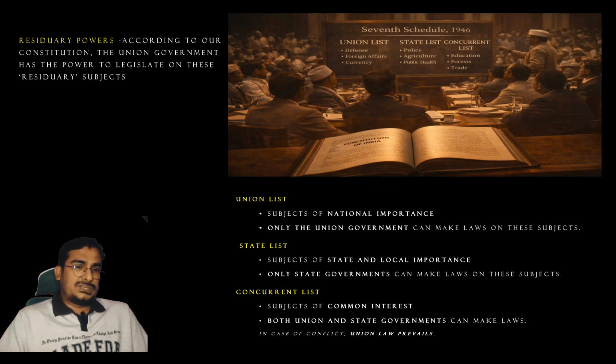Then we have state list of subjects. Generally, the state list of subjects are of state and local importance, and state governments are free to make laws on these subjects. Like for example, police. Police is a matter of state subject. The salaries, the dress color, the uniform color, the vehicles, everything related to police is on the state government.